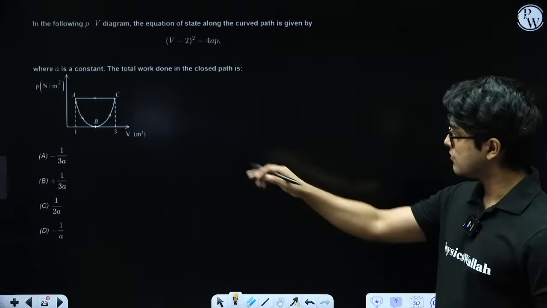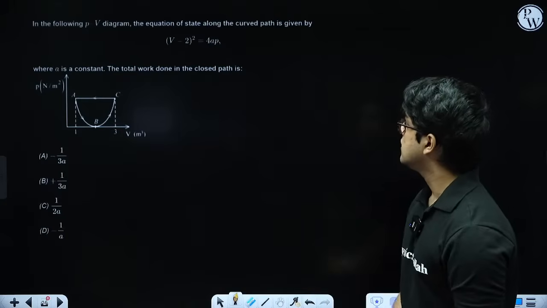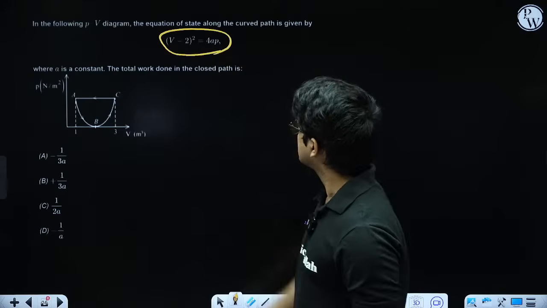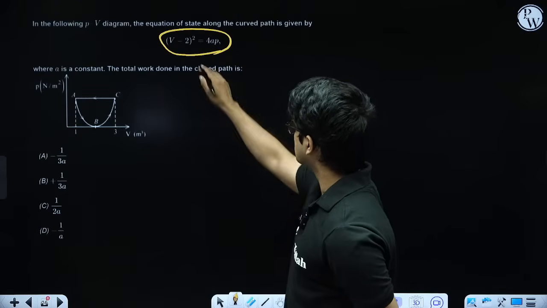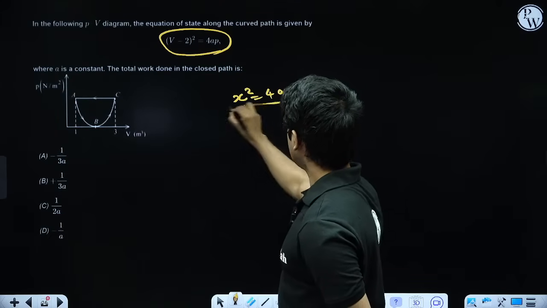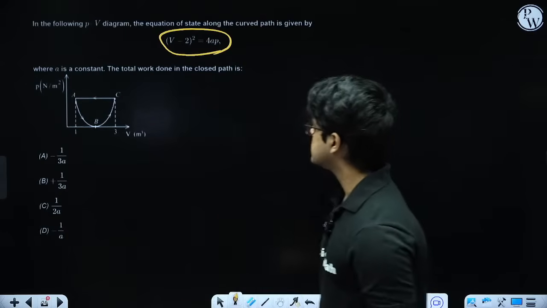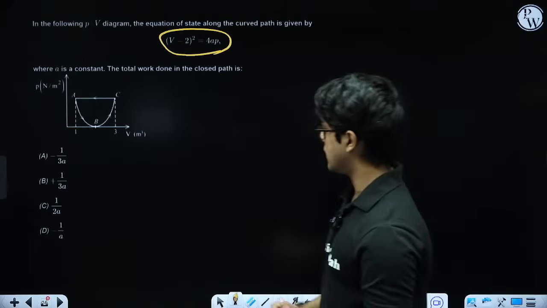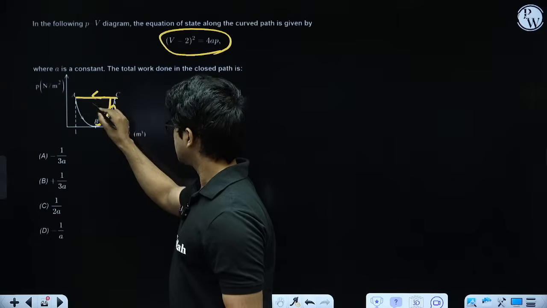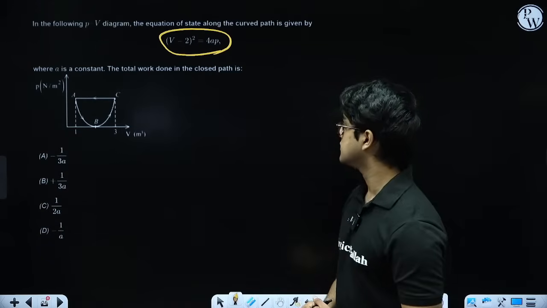So we have been given a PV graph, a pressure versus volume graph of a gas, the equation of state. The graph is a parabola. This is the x square equals 4ay graph, right? So this is the equation of a vertical parabola, something like that. Now the question is, what is the total work done in this closed path? This is the path, B to C, C to A, and A to B. So we have to find the work done in that closed path.